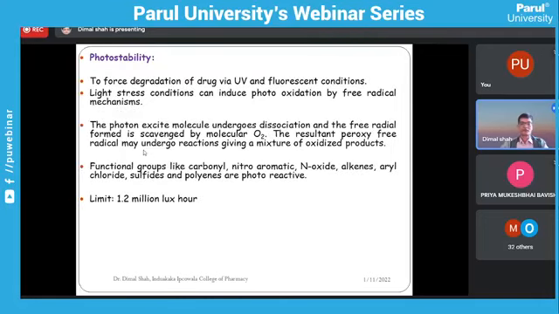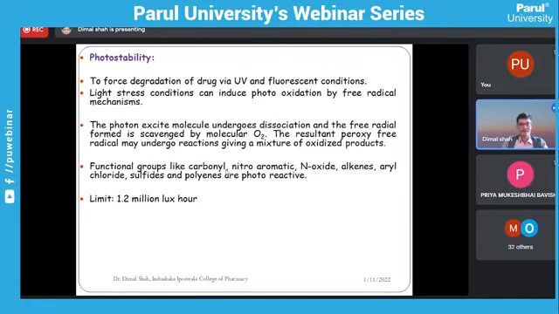Now, the fourth kind of study that we should use is the photostability study, to force the degradation of the drug via UV and fluorescent conditions. In this photostability condition, a light stress can induce photooxidation by a free radical mechanism. The photon excites the molecule, which undergoes dissociation, and the free radical formed is scavenged by molecular oxygen, which initiates the entire photodegradation of the compound. Functional groups like carbonyl, nitroaromatic, N-oxide, alkenes, aryls, and polyenes are photoreactive, and if they are present in your molecule, there are chances of photodegradation of your compound.